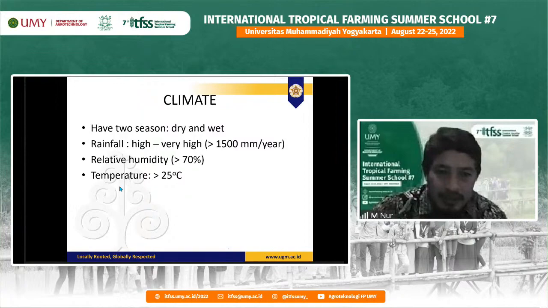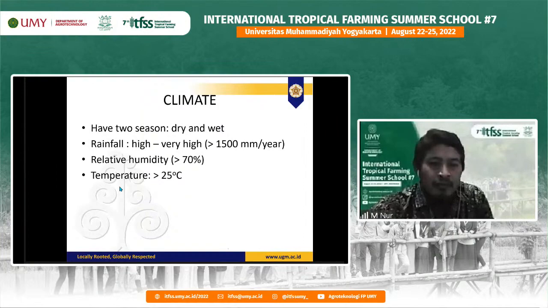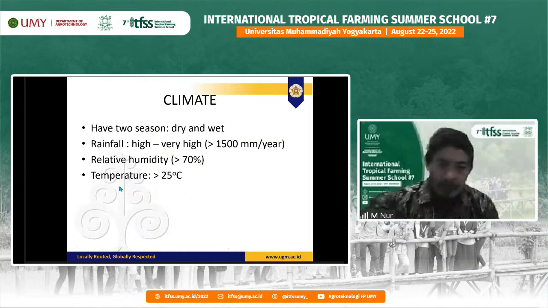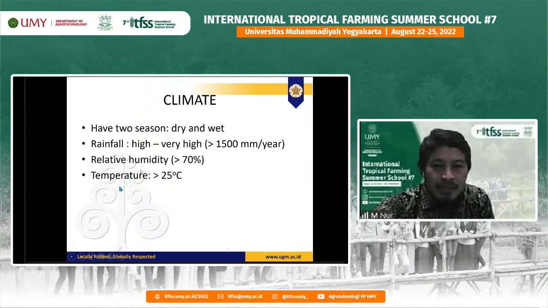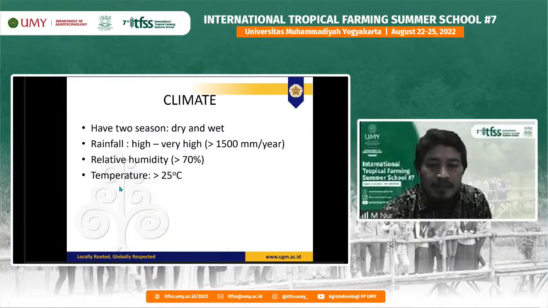We have dry and wet season. Rainfall is more than 1,500 millimeters per year, and then humidity more than 70%, and temperature more than 25 degrees Celsius, I think. So this is because we have high rainfall. This one is a very important thing connected to how to use land to cultivate plants, I think.